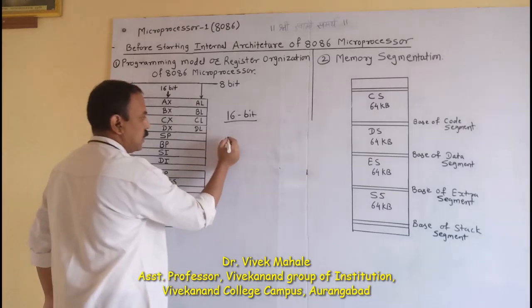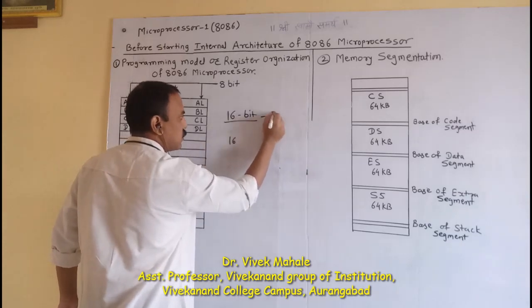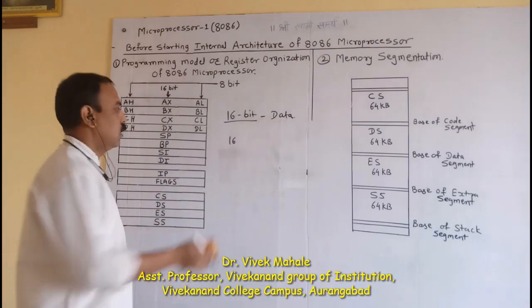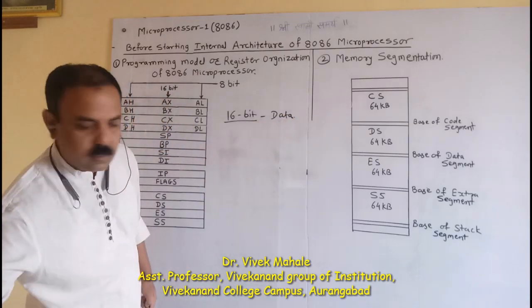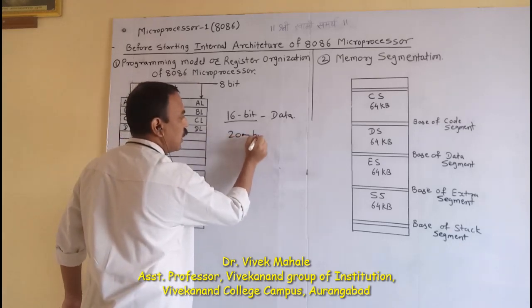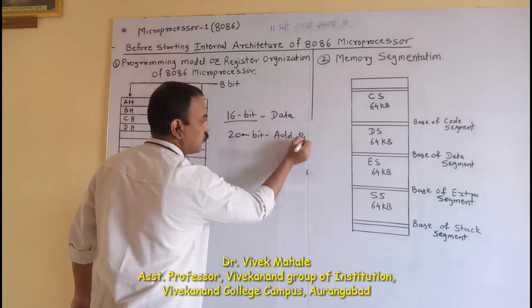Then it has a 16-bit data bus. 8086 has a 20-bit address bus.